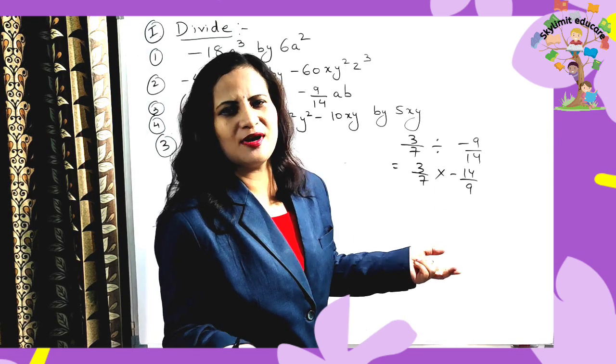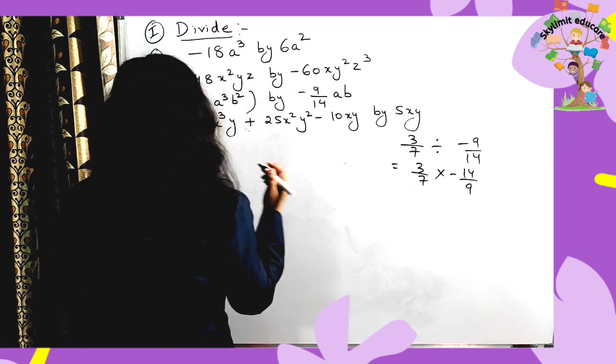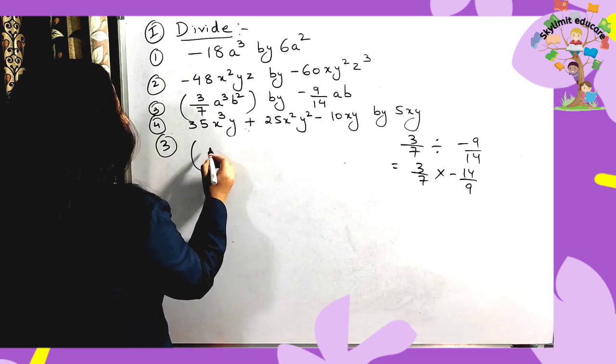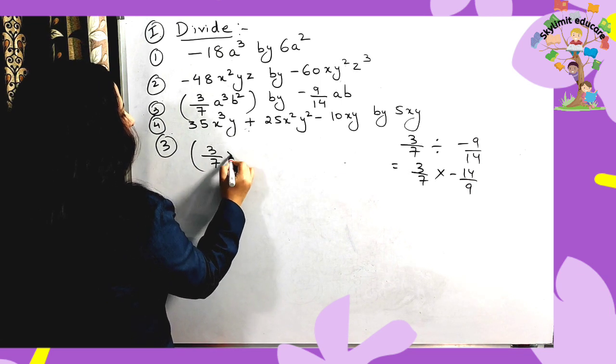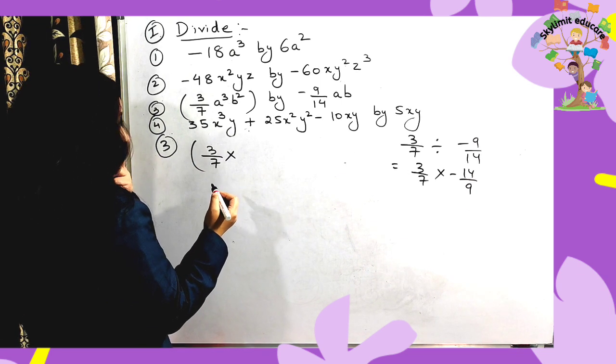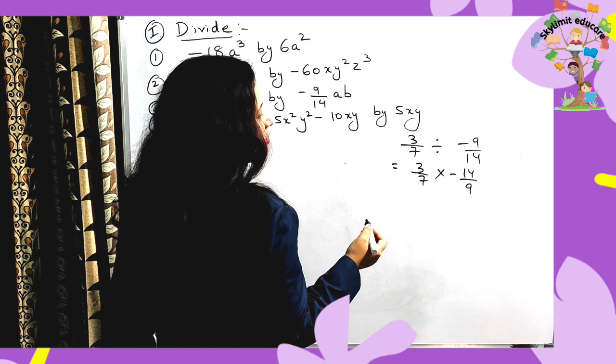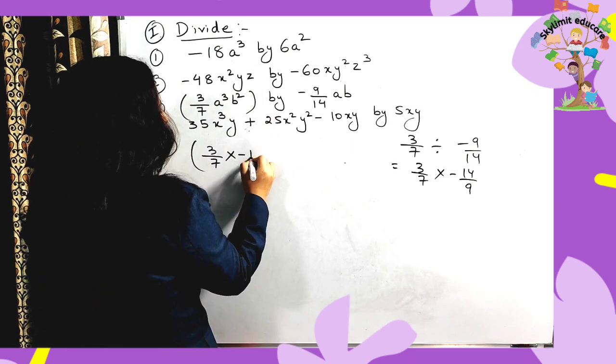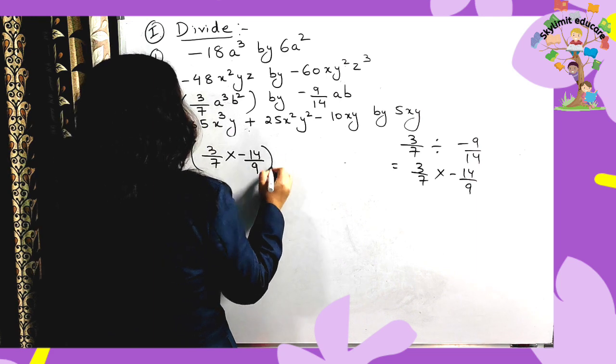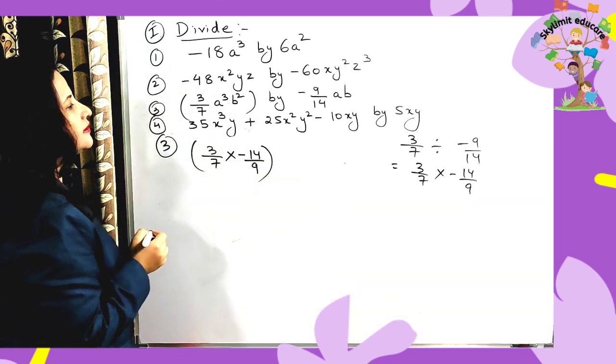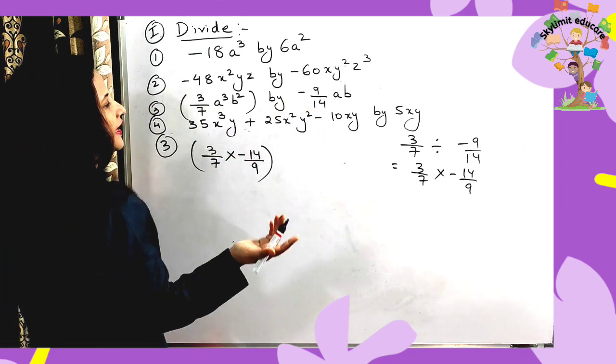So let me write that step. Why go for the other step? Let's directly write it down. See, 3 by 7 is multiplied by the reciprocal of the second one. Second rational number is how much? Minus 14 by 9. Let me write the standard form for that. Clear? Now same as you are dividing, you will be dividing now.